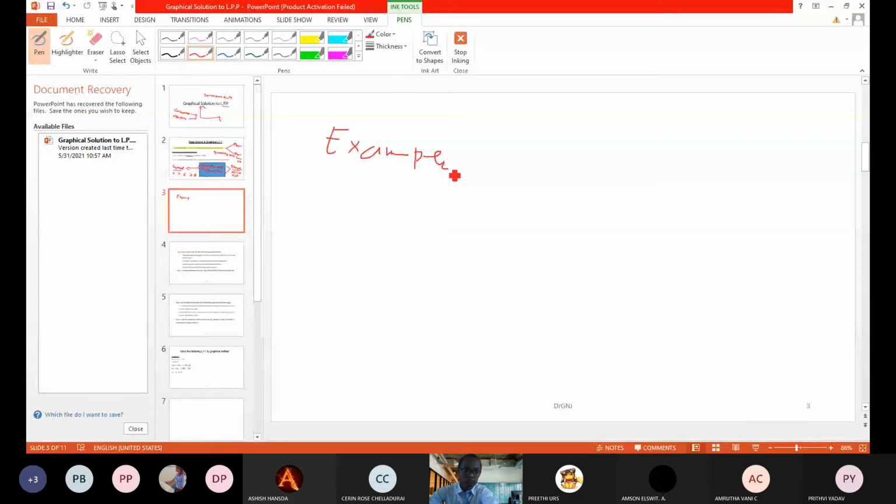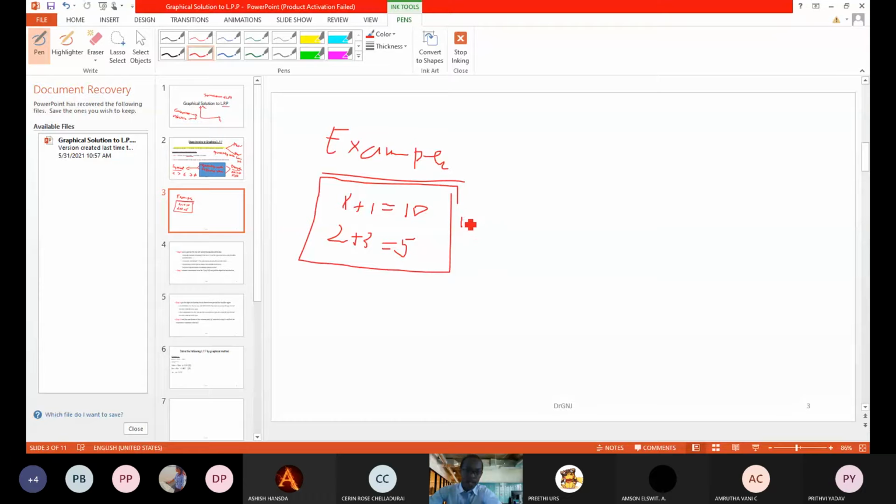Of equality equations. Example, when you take x plus 1 is equal to 10, or when we say 2 plus 3 is equal to 5. So these are known as equality equations. The symbol which we use here is the equal sign.